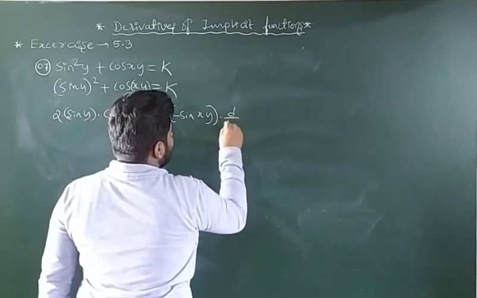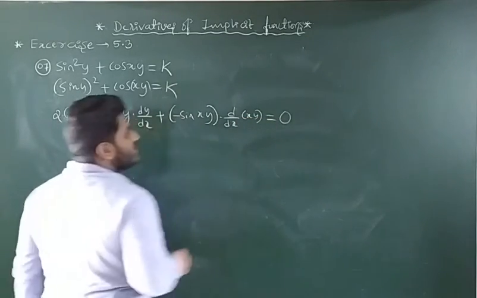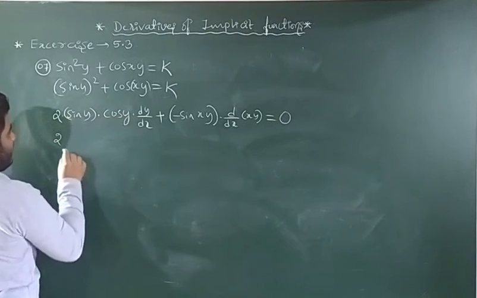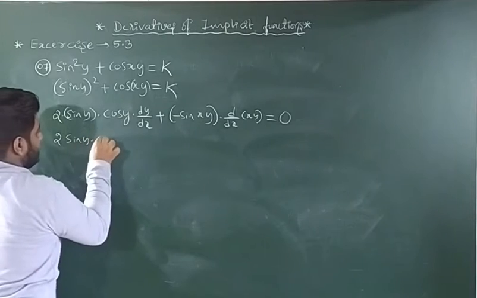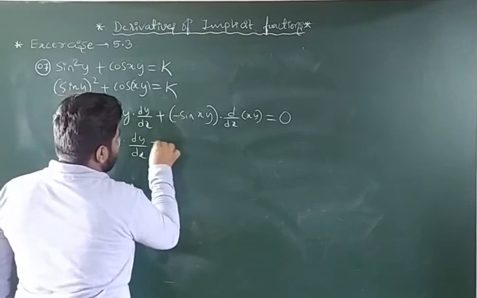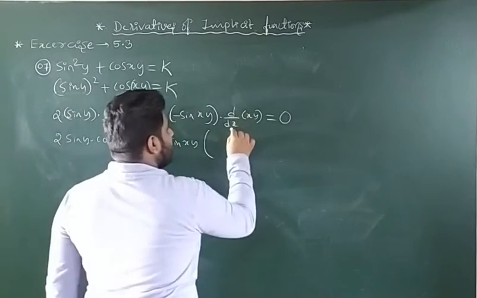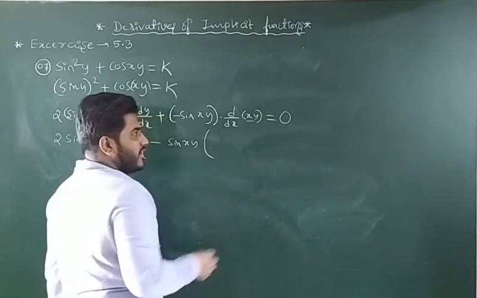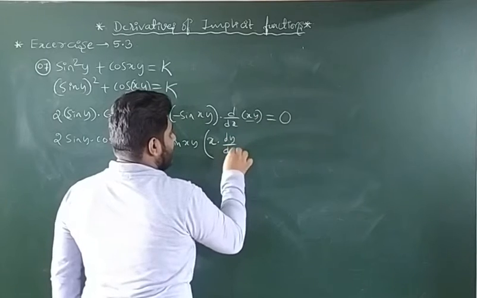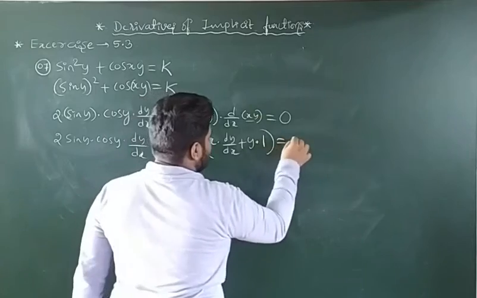What we have to do again? d by dx of xy is equal to... differentiation of any constant is 0. So write this as 2 sin y into cos y into dy by dx, plus minus sin xy into bracket, differentiation of xy. Again we have to apply here the product rule. First function x as it is, differentiation of y is dy by dx, plus y as it is, differentiation of x is 1, equal to 0.